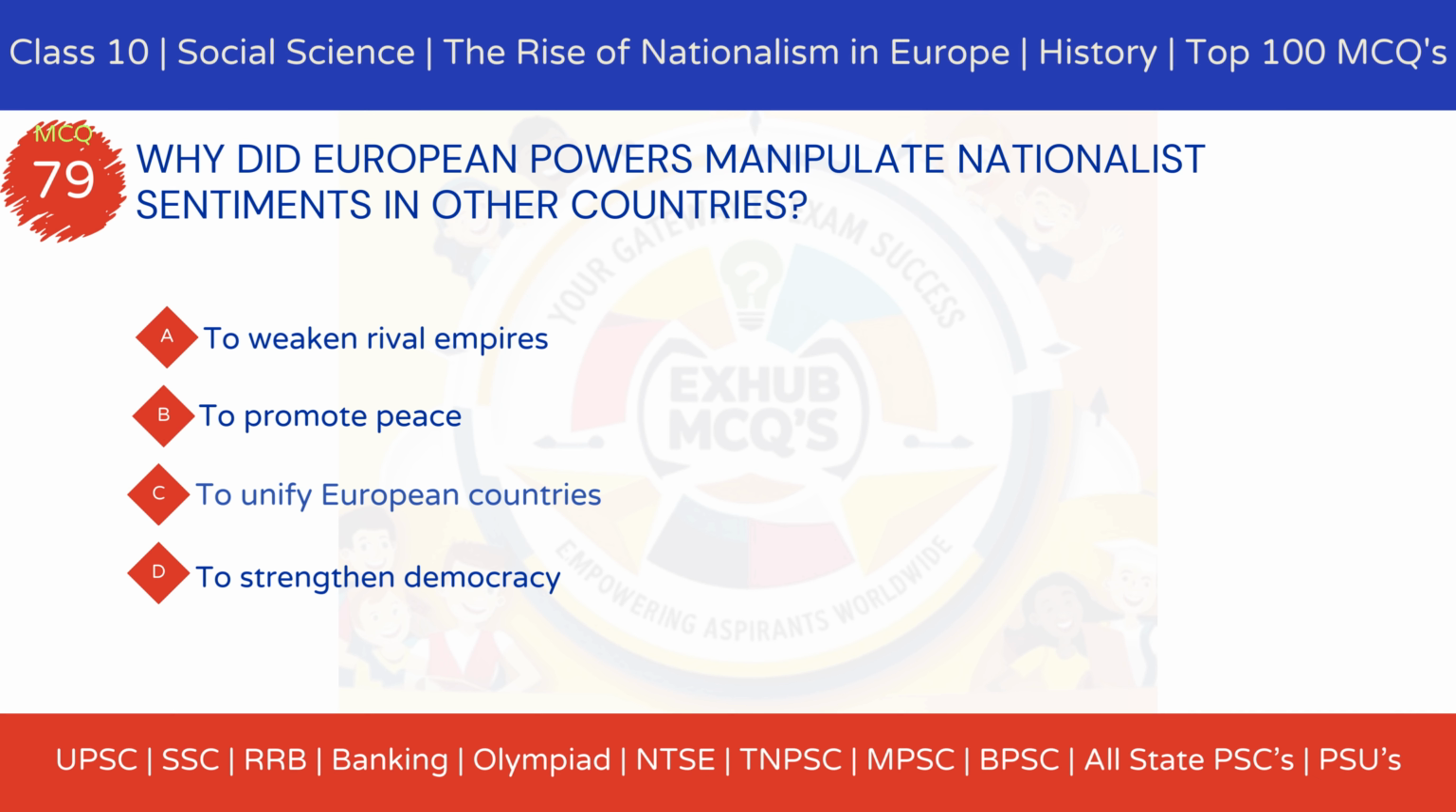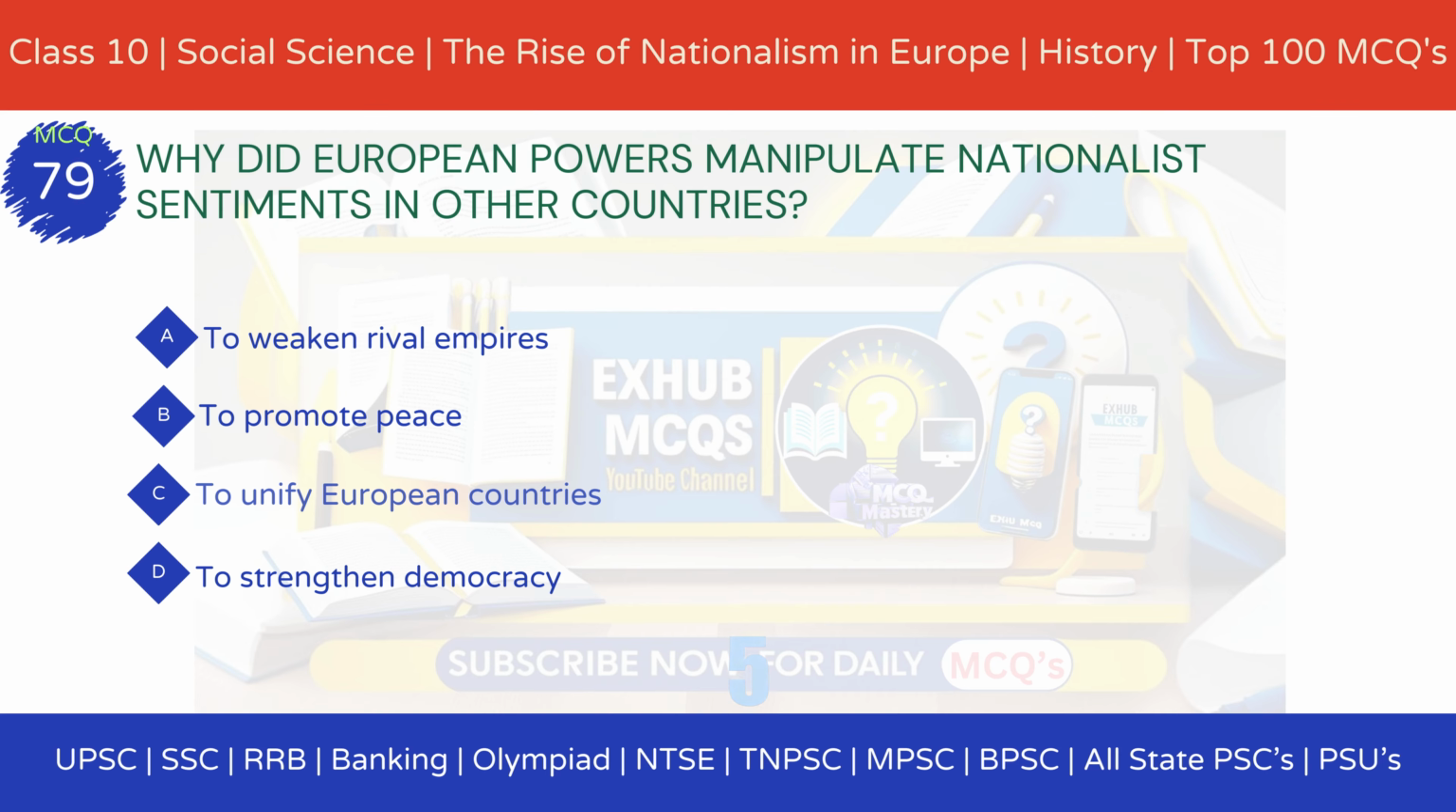MCQ 79. Why did European powers manipulate nationalist sentiments in other countries? Option A. To weaken rival empires. Option B. To promote peace. Option C. To unify European countries. Option D. To strengthen democracy.